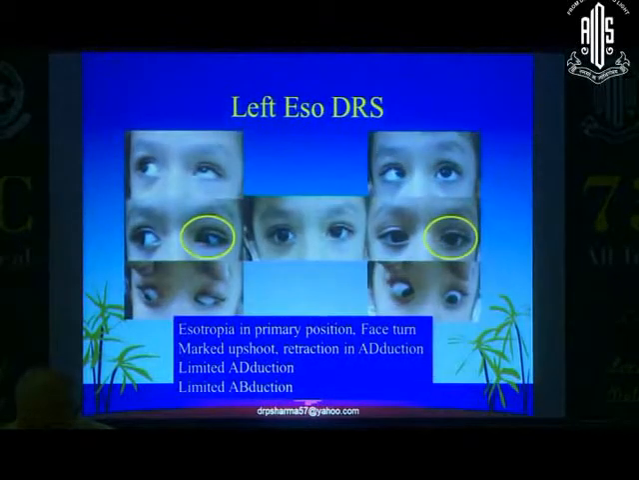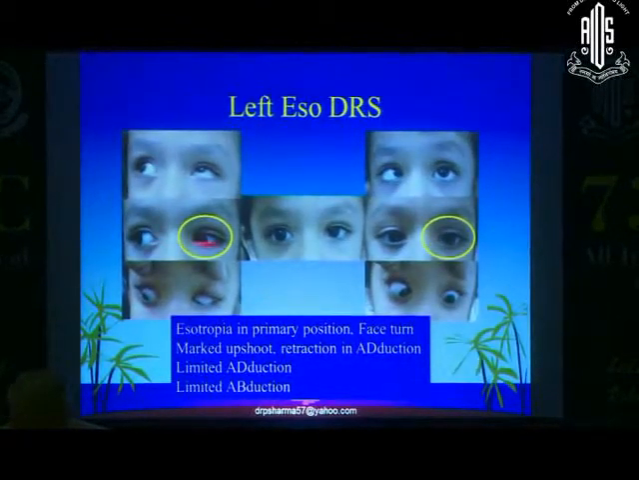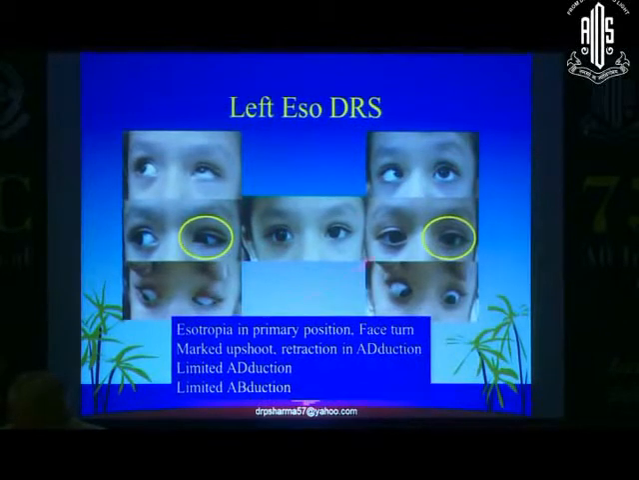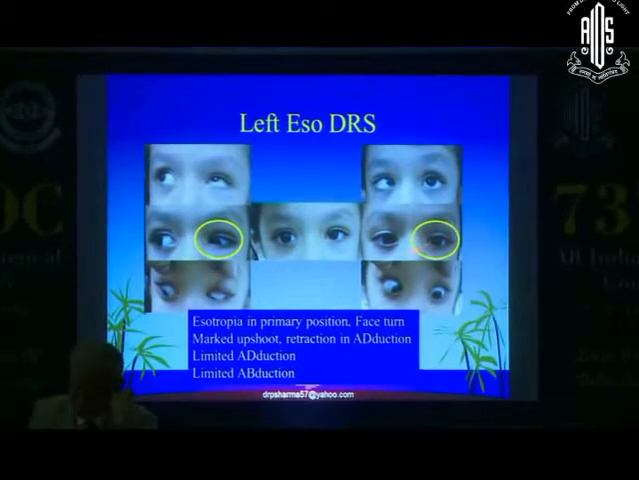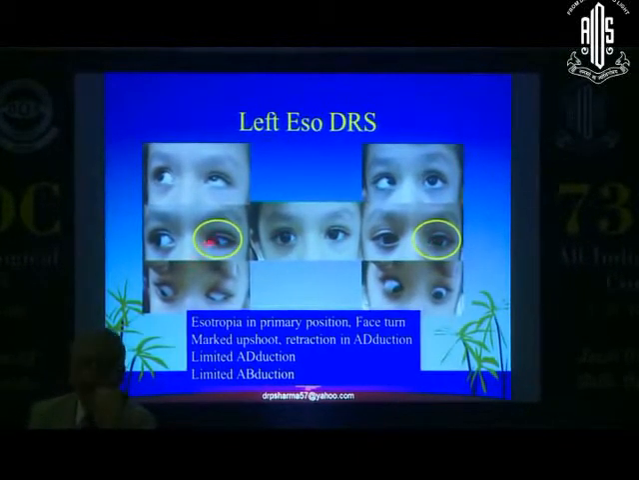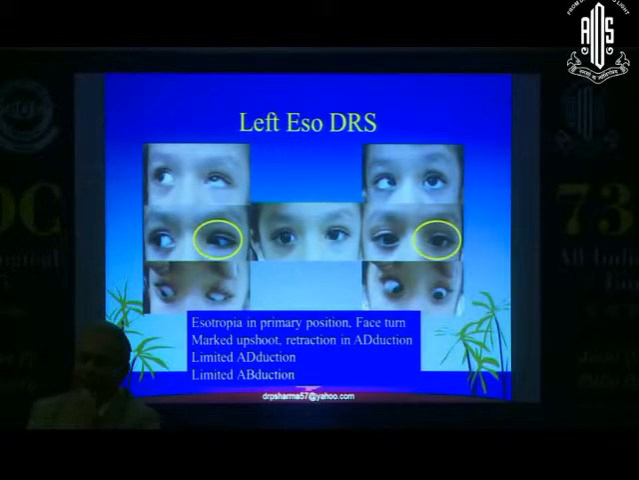First, to see the clinical picture that we mostly encounter. Most commonly it is the ESO-DRS. What you will see usually is that the eye is in esotropia in such cases, and abduction limitation is there, and on attempted adduction, there is a retraction. You can see that there is a palpebral aperture narrowing, and there is an upshoot and a downshoot. So these are the classical features that we will see in cases of DRS.